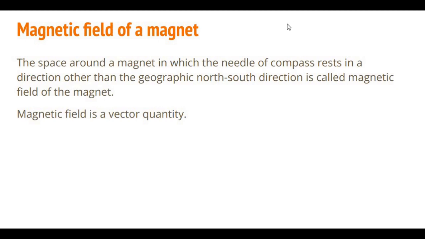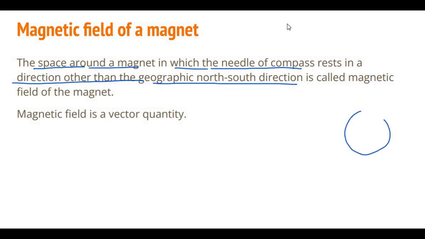The next topic that we are going to discuss is the magnetic field of a magnet. Let us read the definition. The space around a magnet in which the needle of a compass rests in a direction other than the geographic north-south direction is called the magnetic field of a magnet. Very easy to understand. Okay, so you all know about a magnetic compass, right? A magnetic compass has a magnetic needle. The needle head of the magnetic compass always points towards north, geographic north, while the tail of the magnetic compass points towards geographic south.